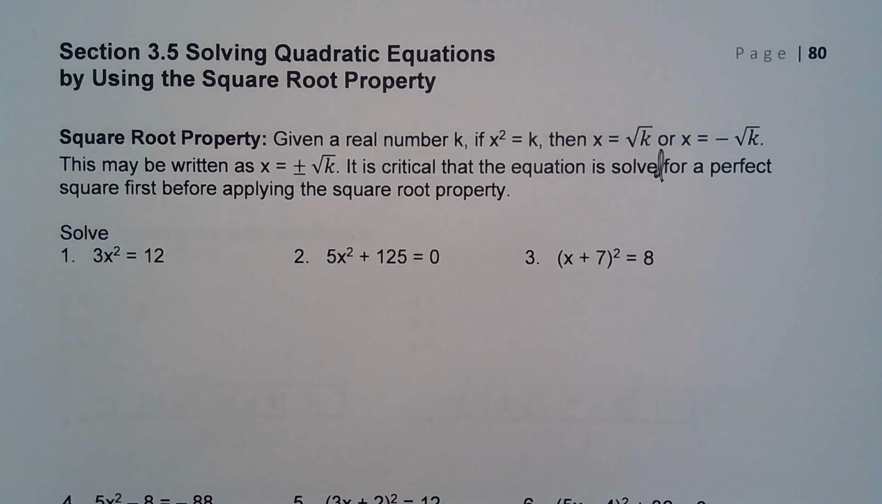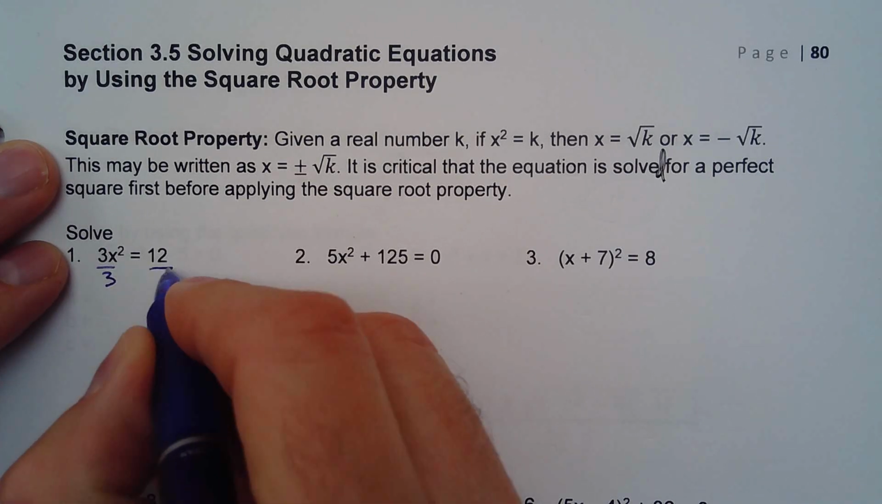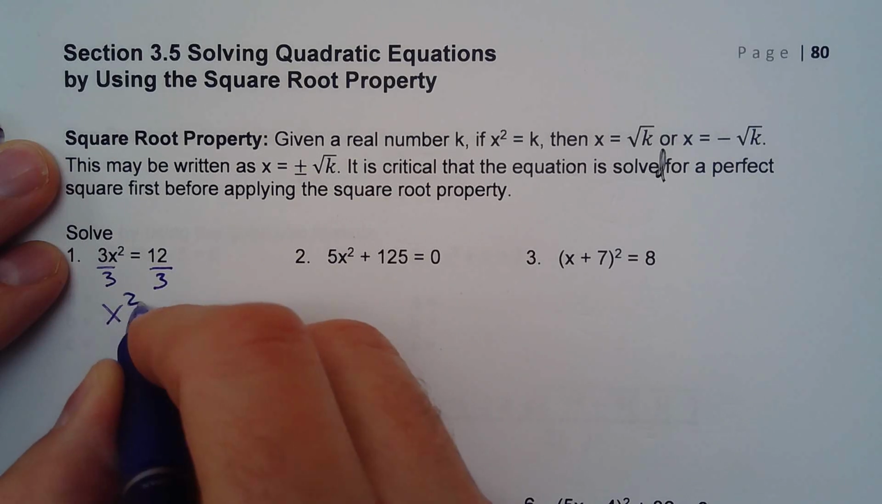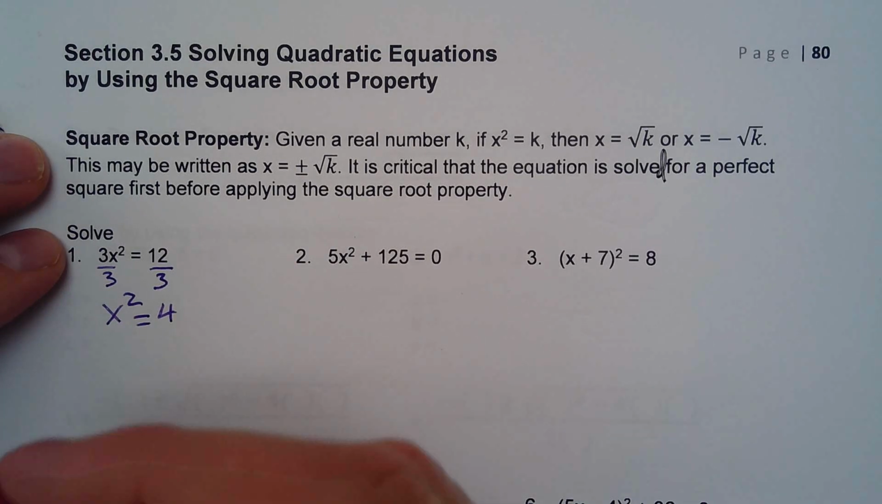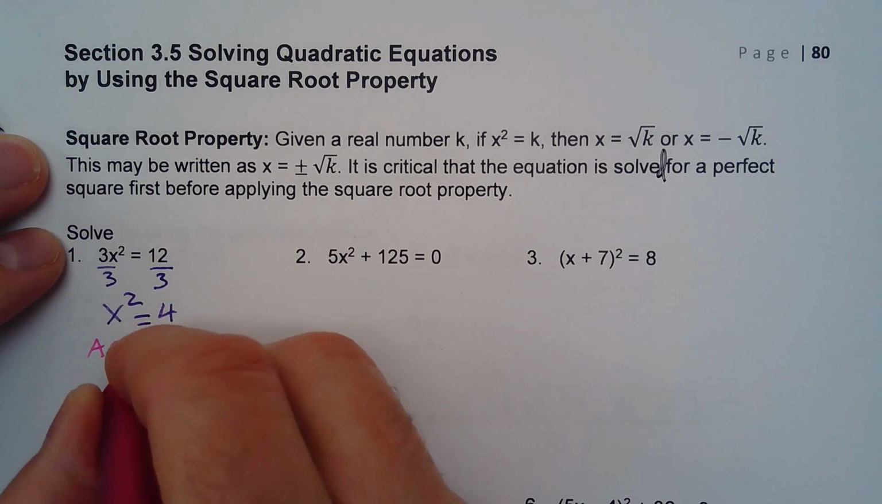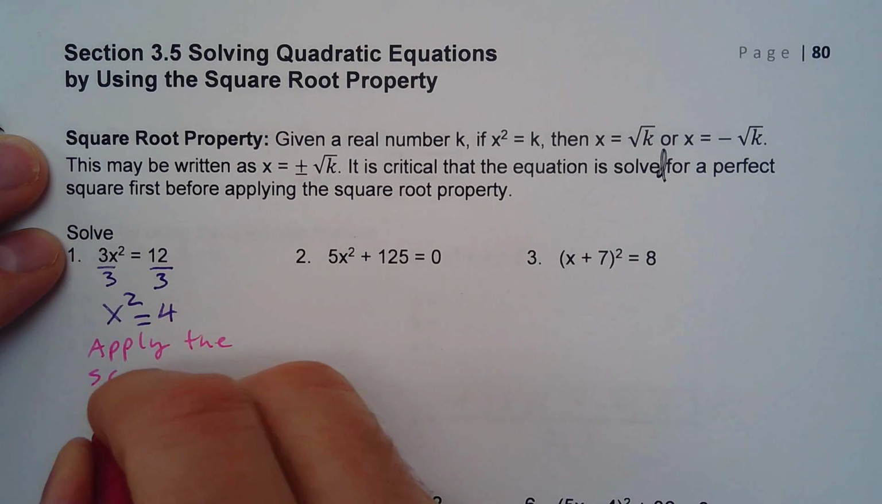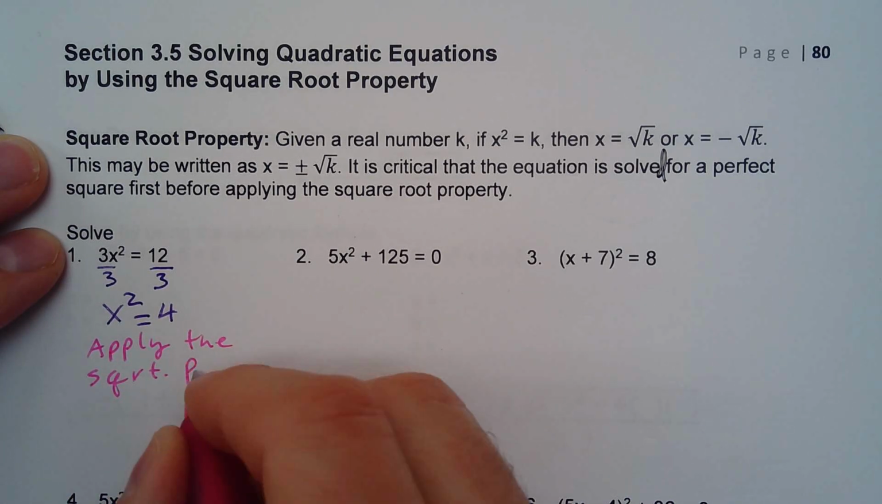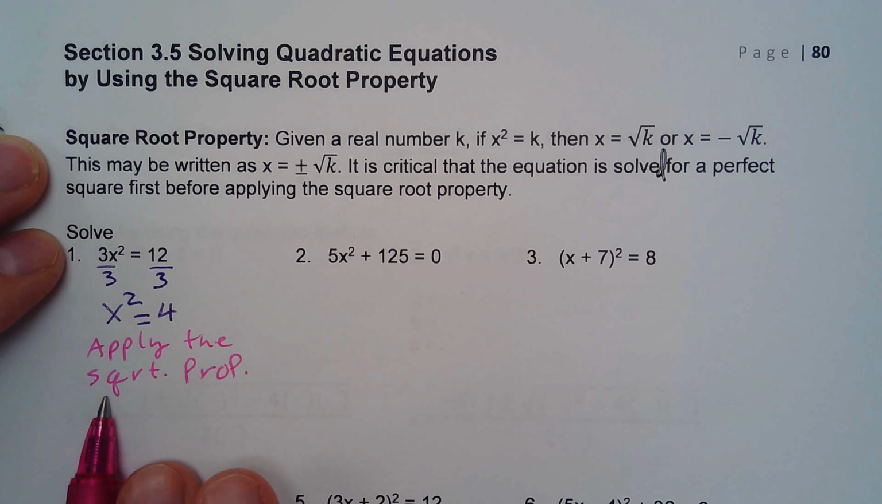So, looking at example 1, the first thing I need to do is get the x squared by itself. So we're going to divide both sides by 3. That will give us x squared equals 4. And now I'm going to apply the square root property. I'm just going to abbreviate this as square root property.